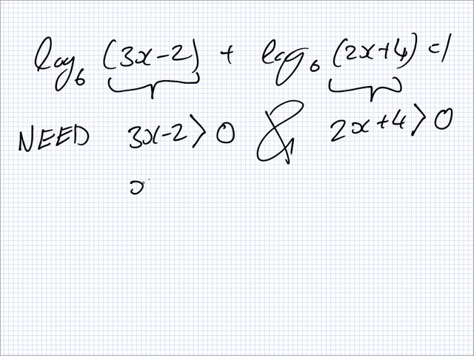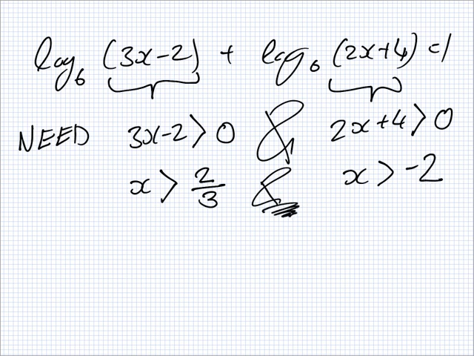So that means x needs to be greater than 2 over 3, and x needs to be greater than minus 4 over 2, which is minus 2. Okay? Now there's an "and" here. How can x be bigger than 2 over 3 and bigger than minus 2 at the same time? Well, we can get that if we say x is bigger than what?